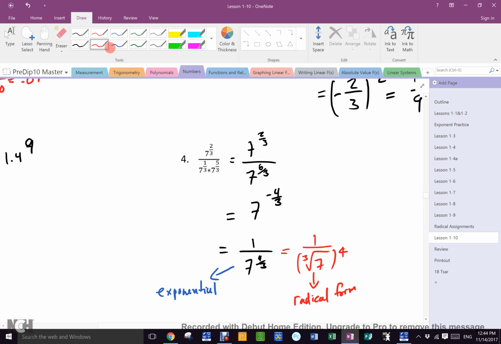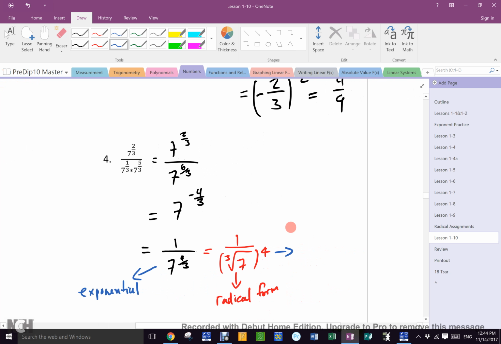But next year, what does this have to happen to this? You've got to rationalize. Now that's crazy hard. Because it's a cube root to the 4th power. Right? Yucky. If it was just cube root 7, we'd multiply it by cube root 7 squared, right? And it would fix itself up. What do you do in this case? I'm going to show you.